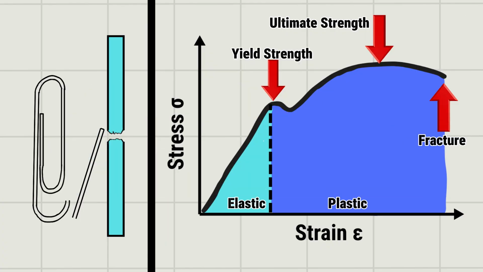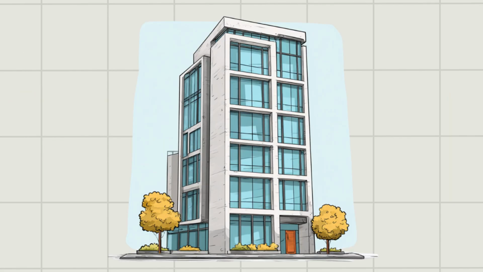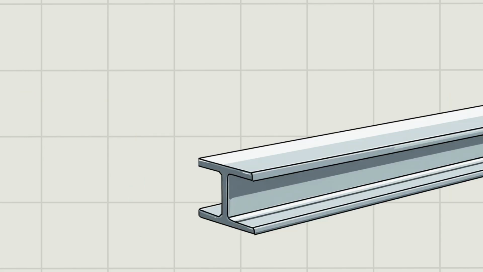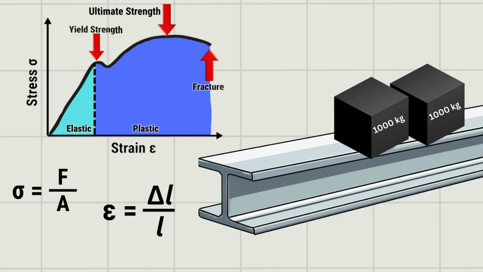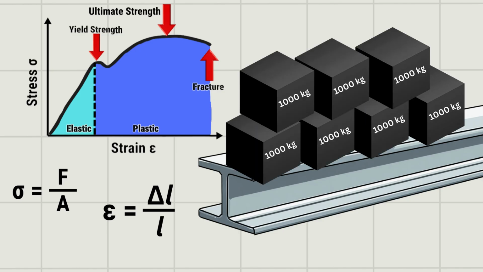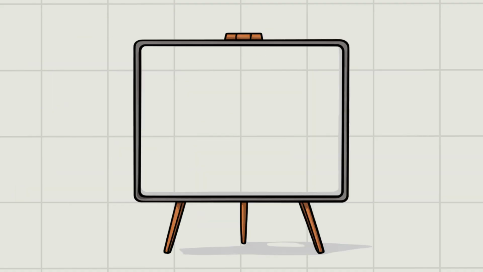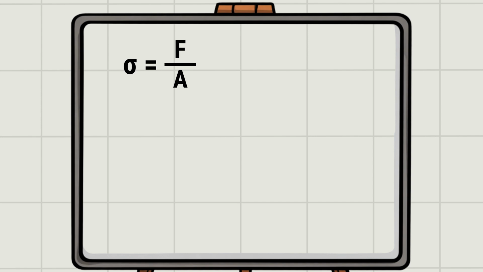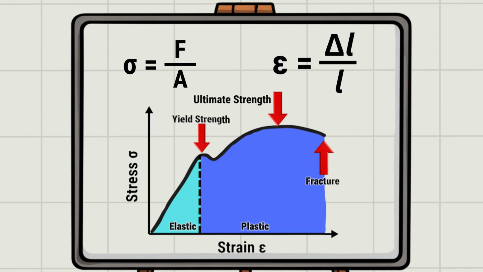Whether it's a bridge, a beam, or a paperclip, if you push strain too far past the plastic zone, failure is guaranteed. So, next time you look at a bridge or a building, remember that engineers have calculated exactly how much stress those beams can take to ensure they stay safely in the elastic region, far away from that dangerous yield point. Just remember these three key points. Stress is the force over an area. Strain is the deformation. The curve tells the story of the material's life from elastic stretch to plastic failure.